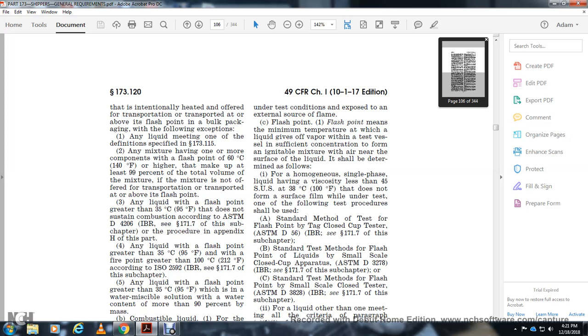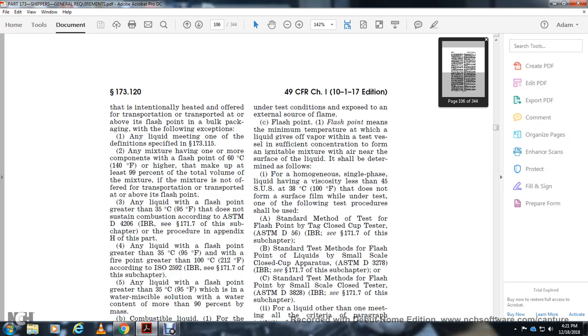Under test conditions, without an external source of flame, flash point means the minimum temperature at which a liquid gives off vapor within a test vessel in sufficient concentration to form an ignitable mixture with air near the surface of the liquid. The nature of the surface of the liquid shall be determined, as well as whether it is a homogeneous single-phase liquid. A liquid with a viscosity of 45 SUS or more at 100 degrees Fahrenheit that does not form a surface film under the test must be tested with one of the following testing procedures.